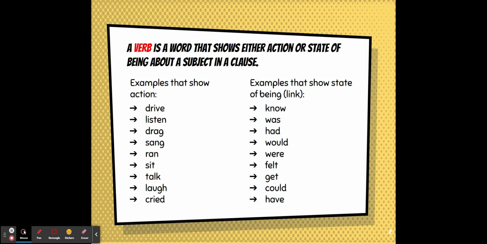A verb is a word that shows either action or state of being about a subject in a clause. Examples that show action could be drive, listen, drag, sang, ran, sit, talk, laugh, and cried. Examples that show state of being could be know, was, had, would, were, felt, get, could, and have.